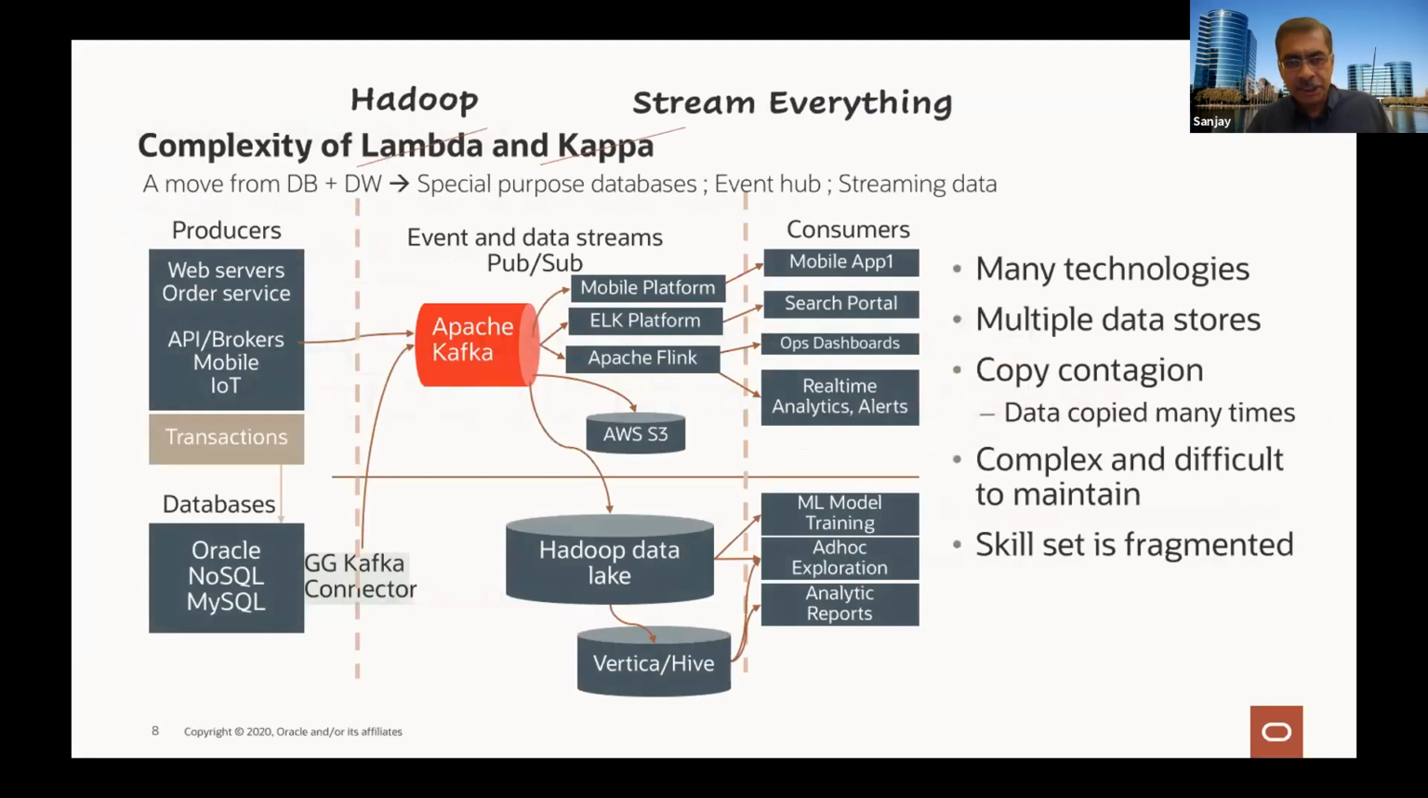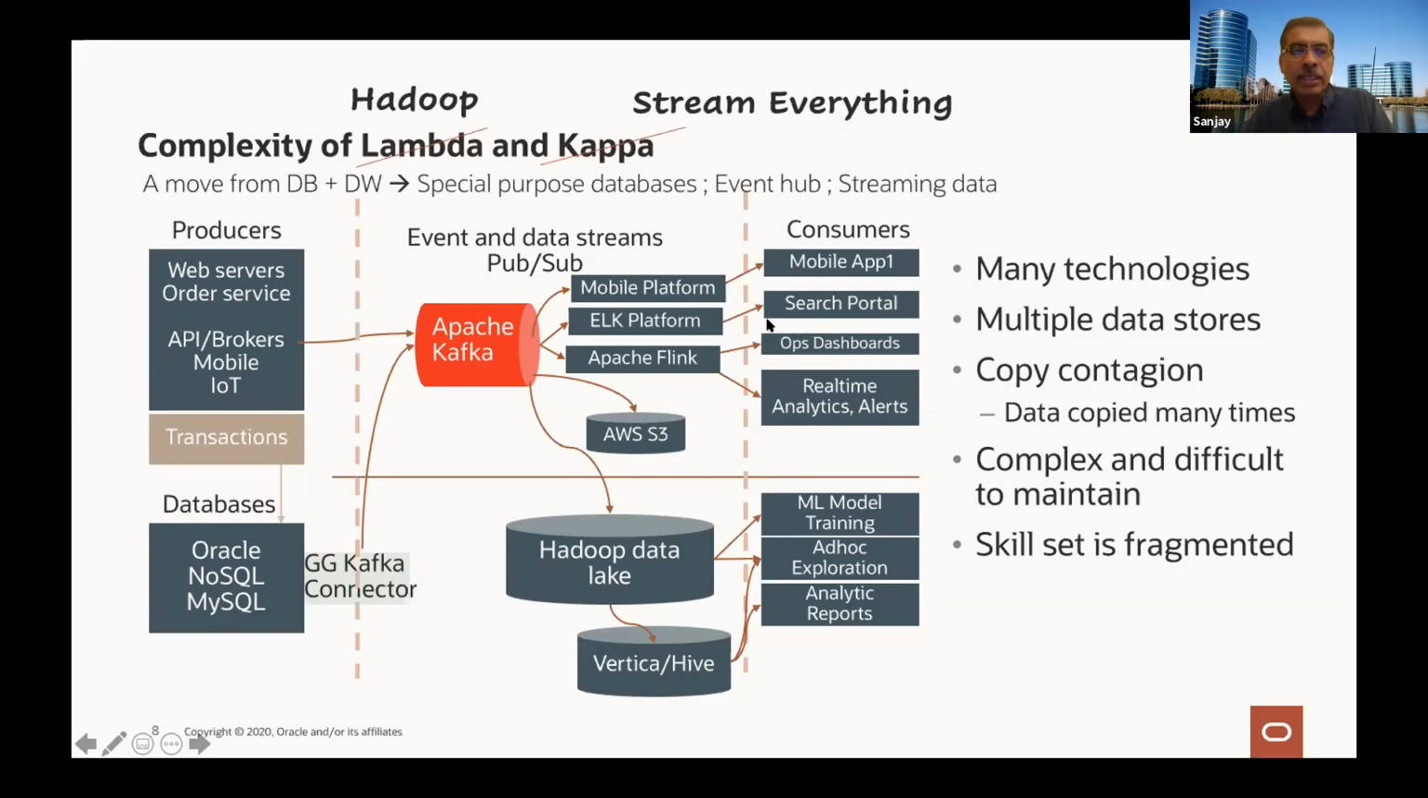Given the definition, a lot of the architecture comes in this form, right? On the left side you see producers of data: web servers, order service, APIs, brokers, mobile, IoT, and transactions that go through databases. A lot of these operational data sources then flow through an Apache Kafka-like bus. It could be RabbitMQ, it could be your favorite messaging service, IBM MQ or something, but Kafka seems to be fairly standard out there. It then lands that data into other places, for analytics, for object storage, for a data lake, for analytical stores, and then the consumers consume from there, right?